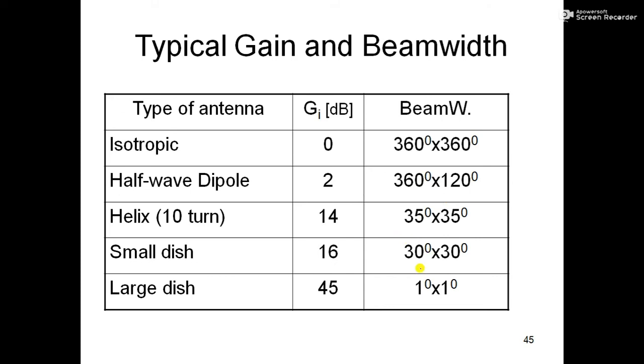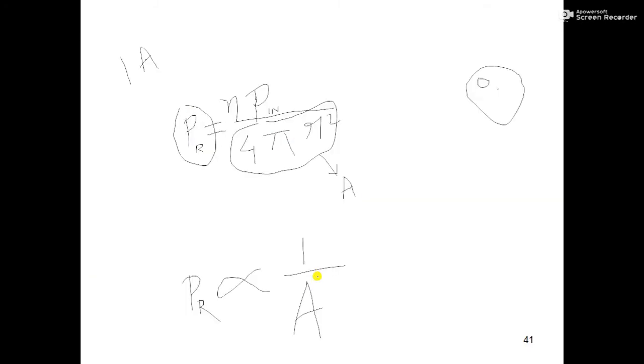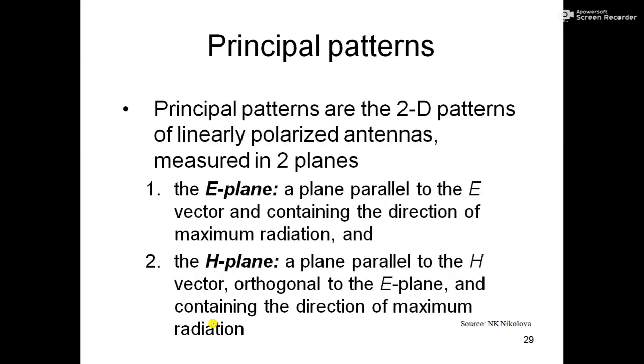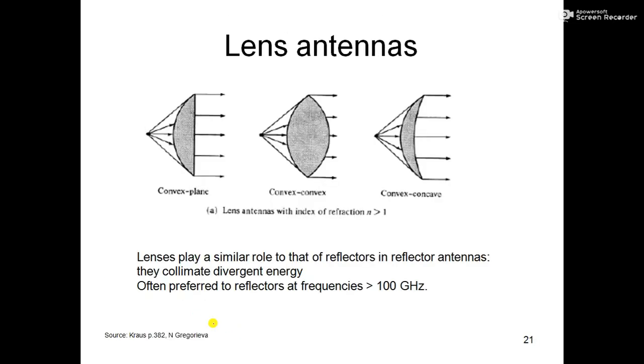But you can see the large dish is very small in beamwidth; it is highly directive. It is a very small beam, only 1 degree in size, and it has a very high gain. So this directly relates to this result: PR is inversely proportional to A. As A becomes small, PR becomes high. And this is the reason why we have such a huge dish antenna in this case.